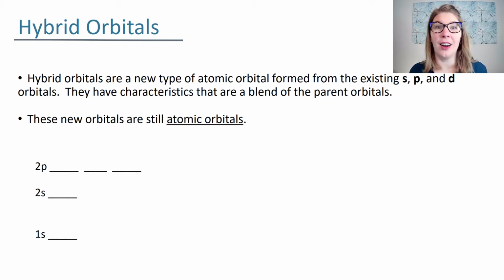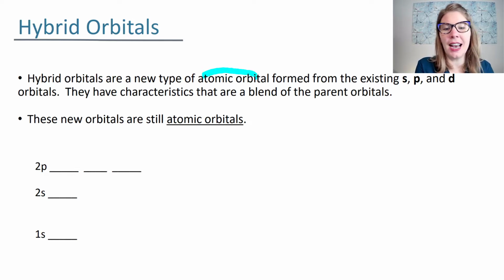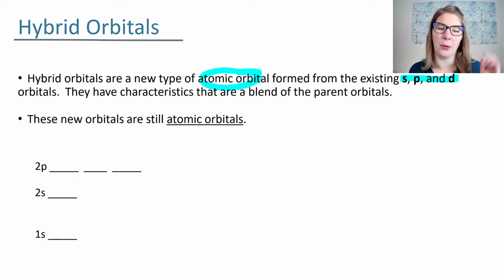Hybrid orbitals are a mixture, right? That's what hybrid means. What's happening is we're taking atomic orbitals that you're used to, the s, p, and d orbitals, we're not worried about the f, and we're blending them. These new orbitals that we make after blending are still atomic orbitals. It means they belong to the atom.